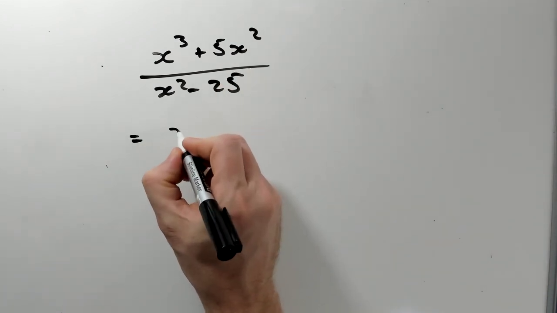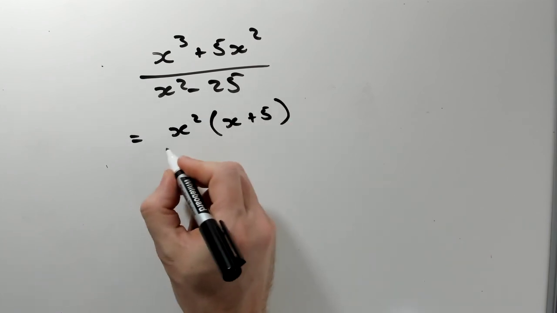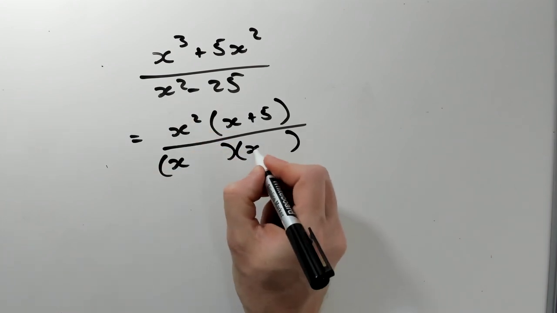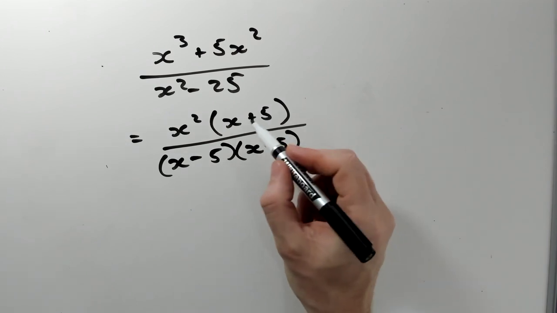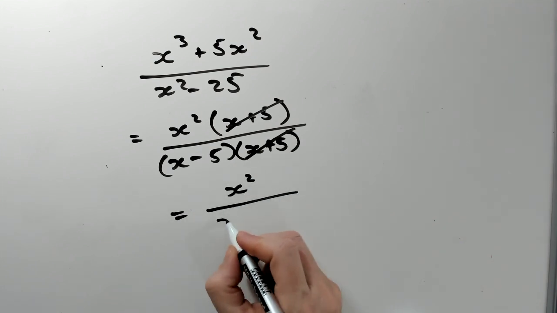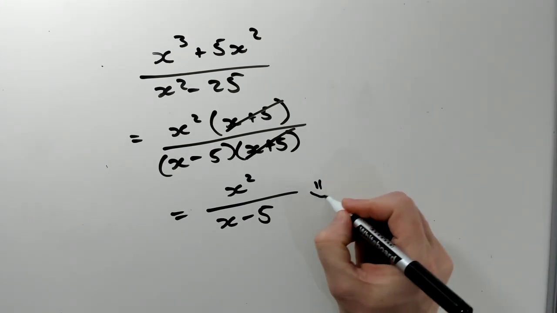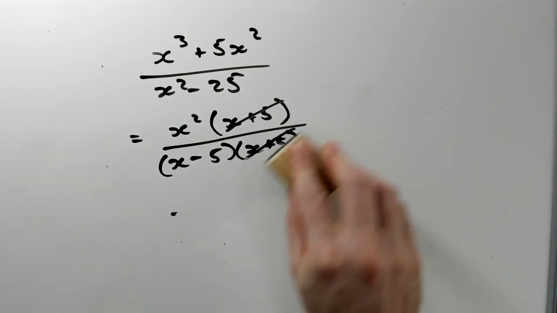And here I'm just going to take out x squared, and I'm left with x plus 5. And here is a difference of squares. So that's x and 5 and x and 5, and just make sure the signs are different. And then I can see those cancel out or reduce to 1, and I'm left with x minus 5. Okay, I think that's good. Yeah, so we have 2 more left.